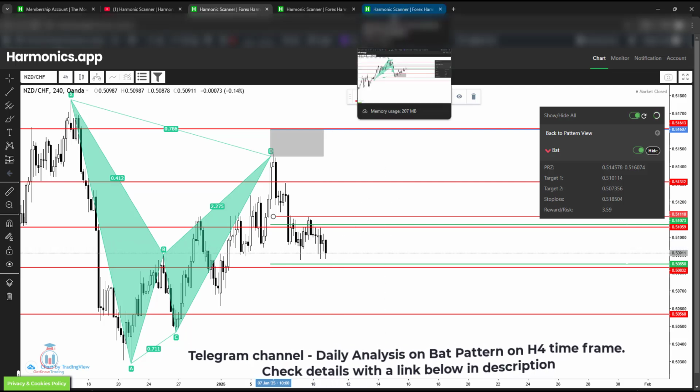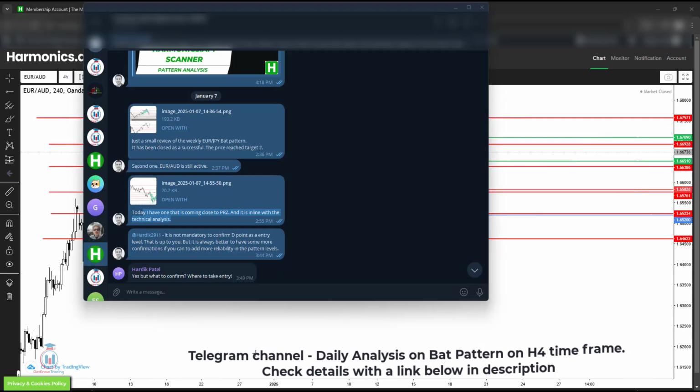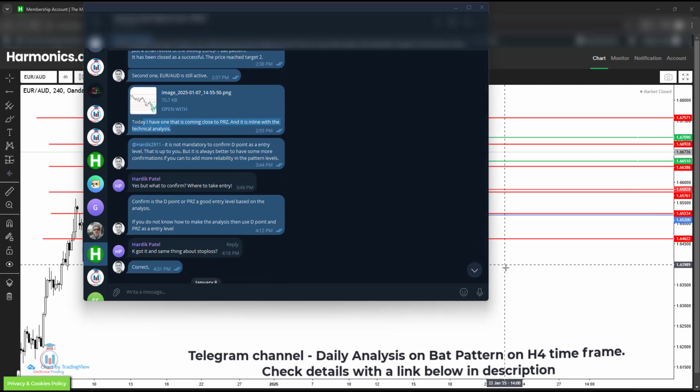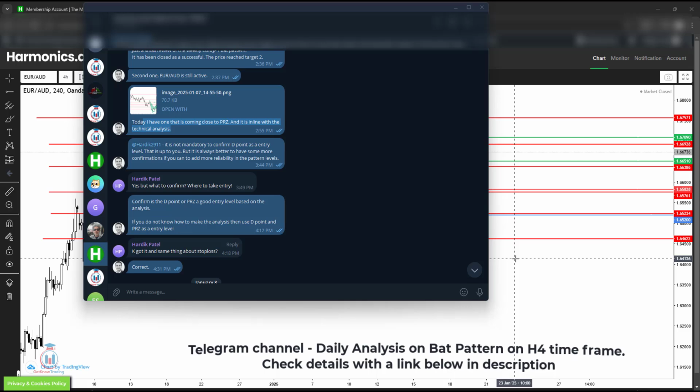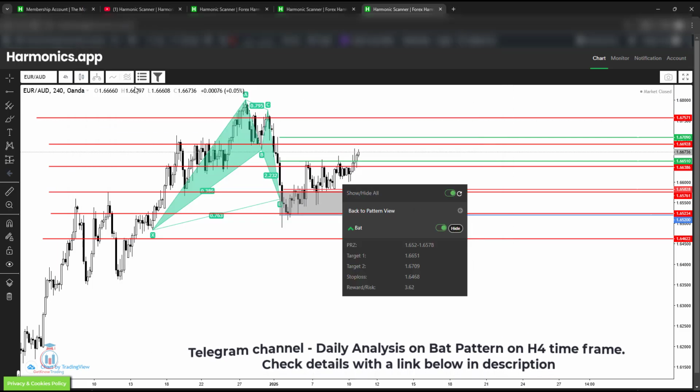Now, how to move further on? Well, if you have any questions, like here inside the Telegram group, there are traders that are asking some questions. You can see I'm sharing the answers and also explaining how I'm making the analysis and how to use the Harmonic Scanner.